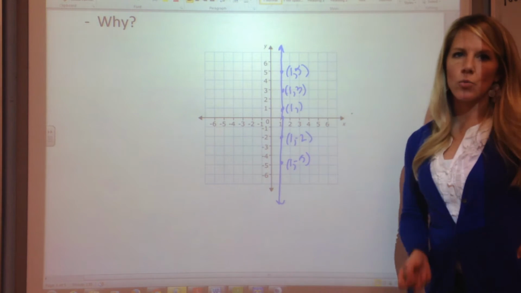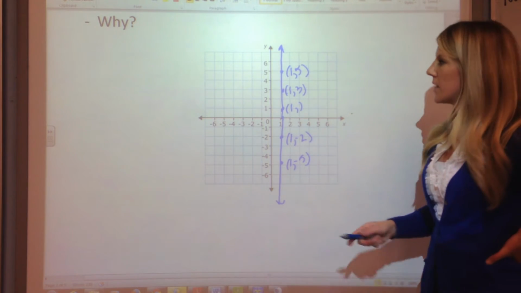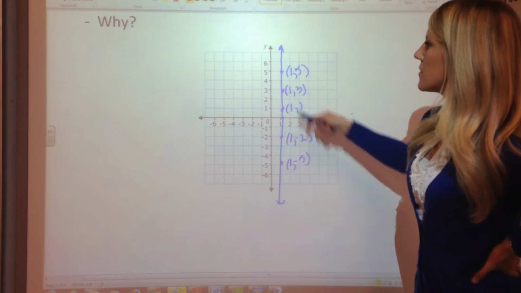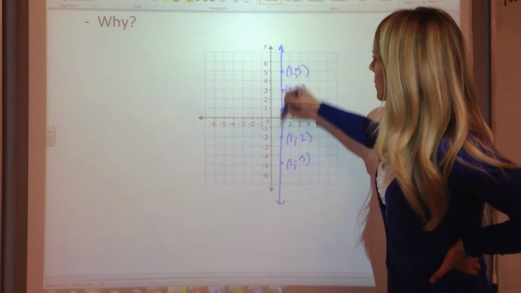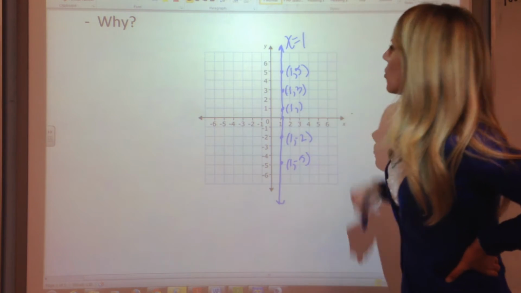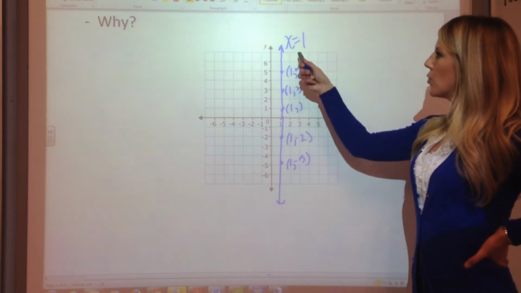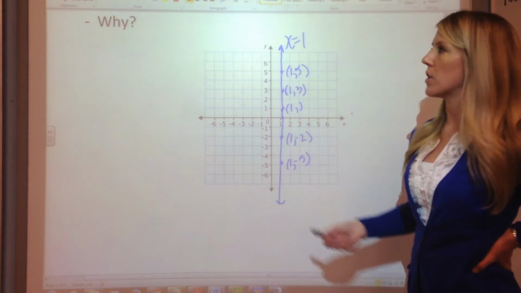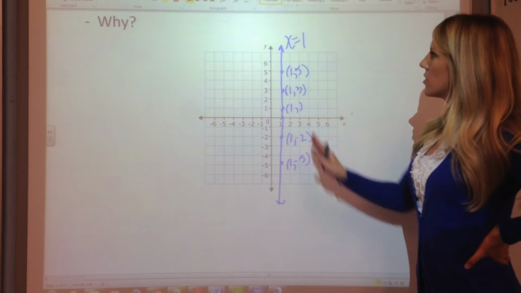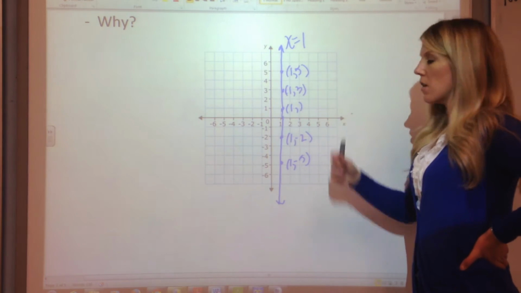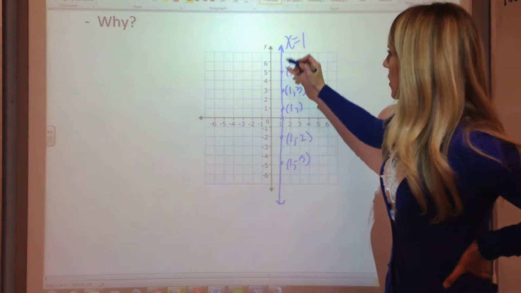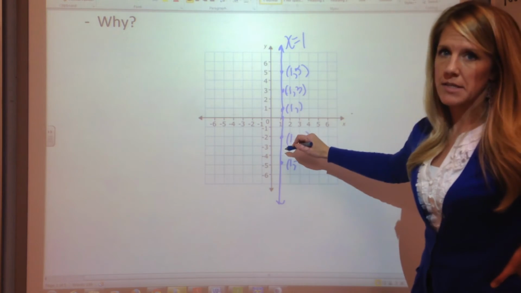What is never changing? What is always the same number? What is constant? Your x value. Your x value is always 1. So no matter what point we pick on this line, x must always equal 1. Y, again, is all real numbers because it's going forever up and forever down. So a vertical line is always in the form of x equals some number because any point I were to pick on that line, x remains the same.